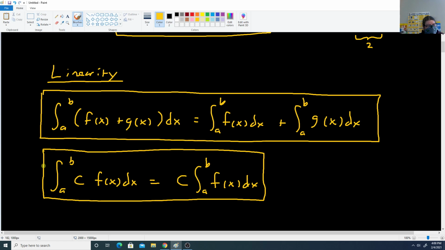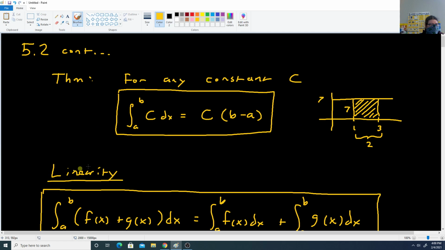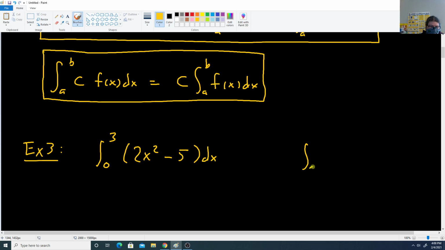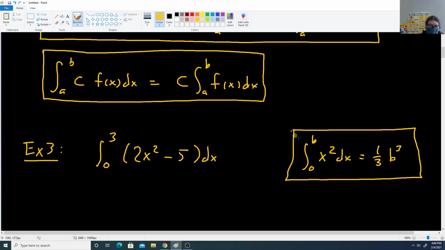Next, we're going to do a quick example where they give us another formula, and we put some of this together to solve it. For example 3 from the book, they want us to calculate the integral from 0 up to 3 of 2x squared minus 5 dx. They give us the formula that the integral from 0 up to b of x squared dx equals 1/3 b cubed. They write it as b cubed over 3, but I'm going to write it this way. They say to use that formula to do this.